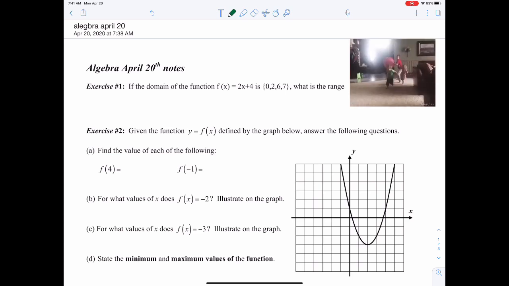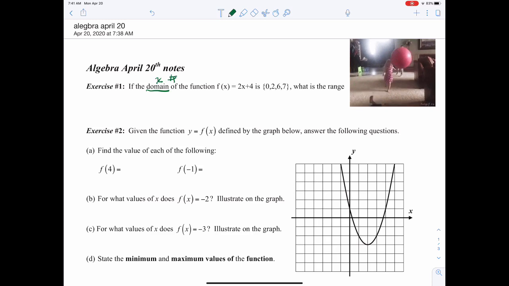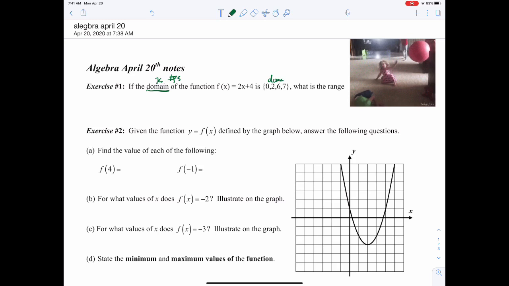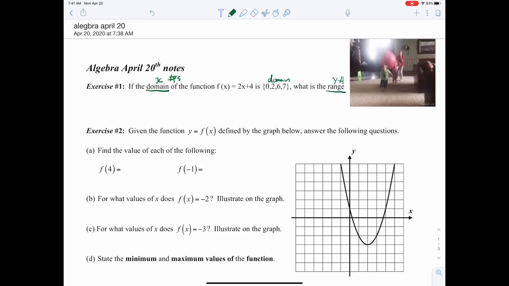If the domain of the function f of x equals 2x plus 4 is 0, 2, 6, 7, what is the range? Well, what do we know about this question? We know that the domain are the x numbers. So if those are the x numbers, then to figure out the range, which is just the y numbers, we're just going to have to plug each of those numbers into the function right there. So on a scrap piece of paper for exercise 1, let's go ahead and write this stuff down.